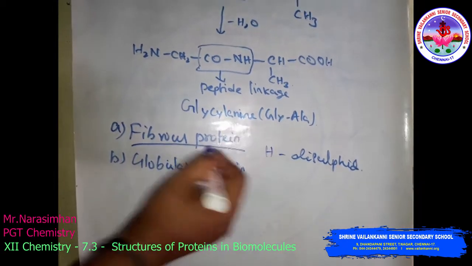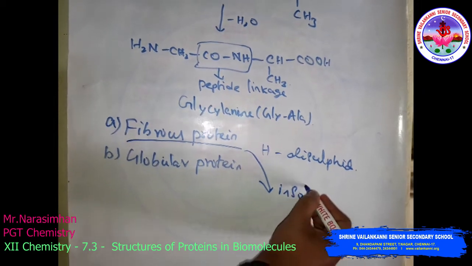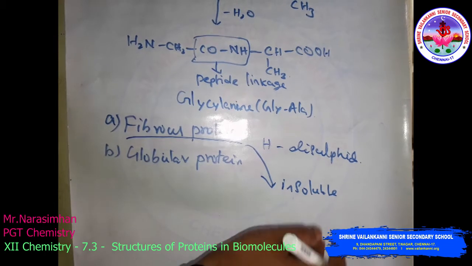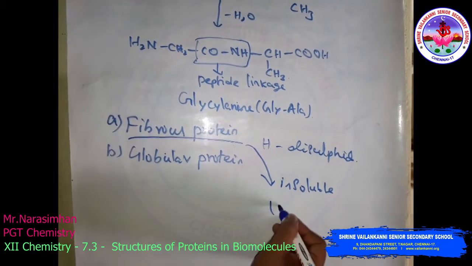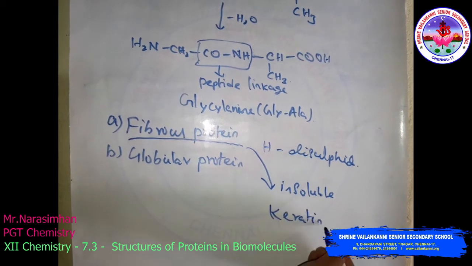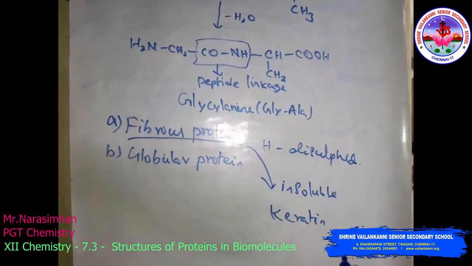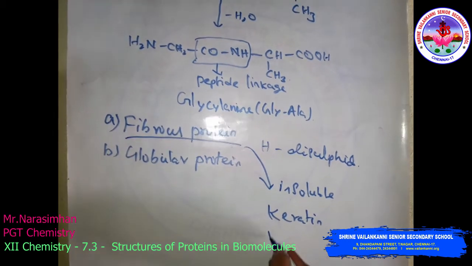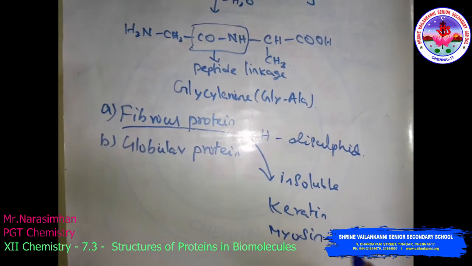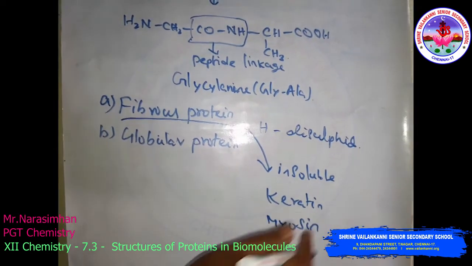Such proteins are generally insoluble in water. Common examples are keratin, which is present in hair, wool and silk, and myosin, which is present in muscles. So these are called the fibrous proteins.